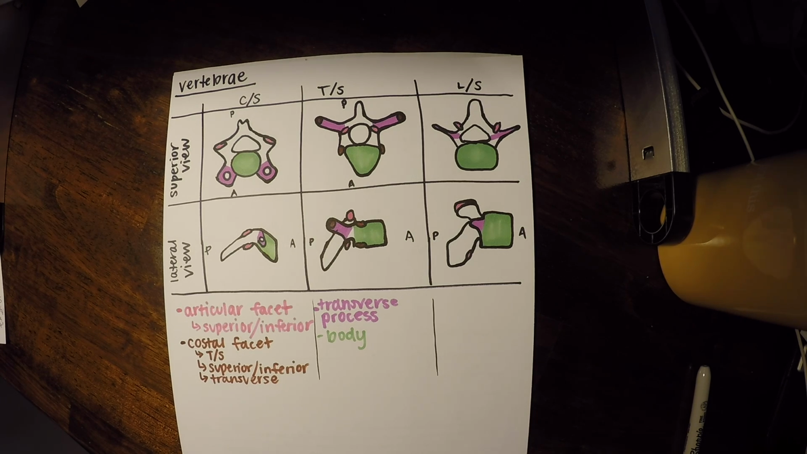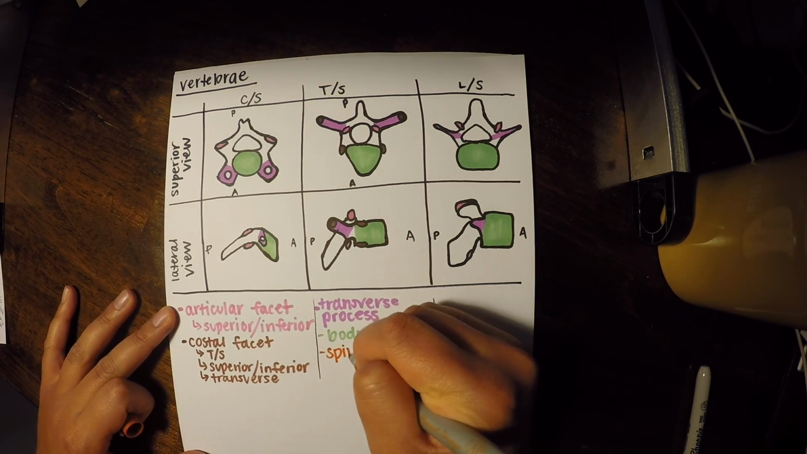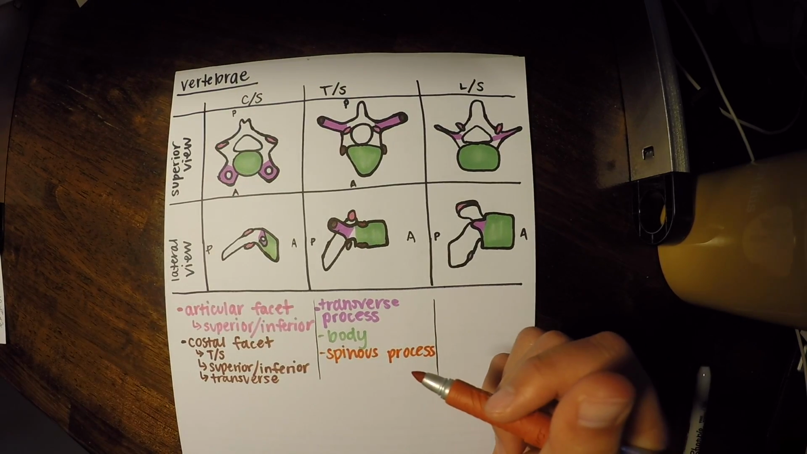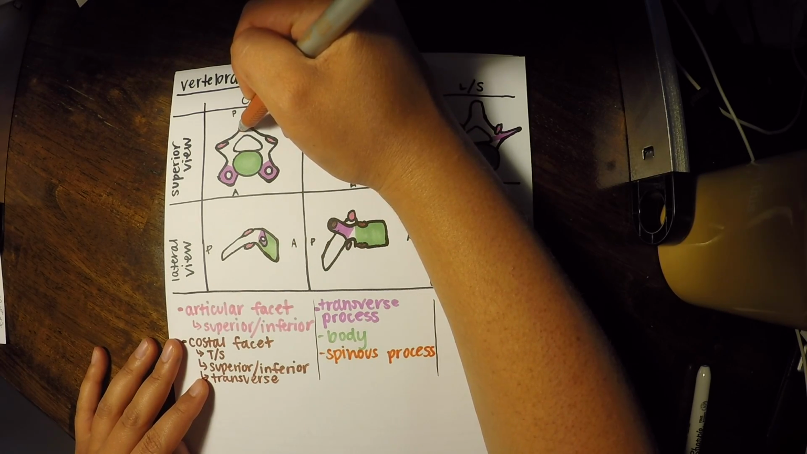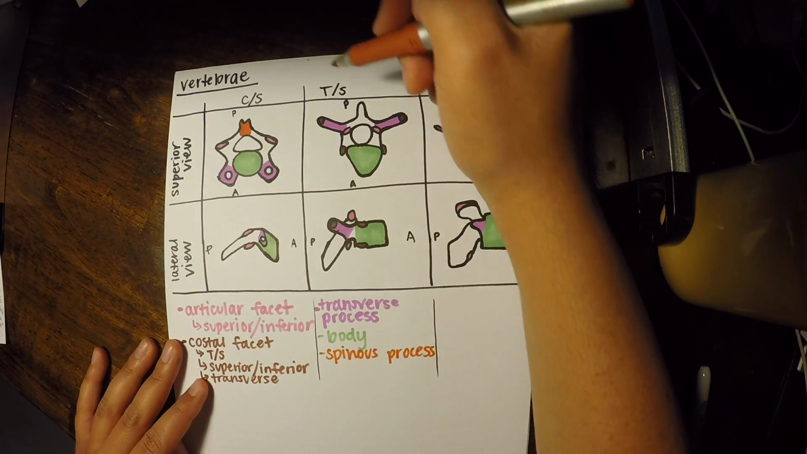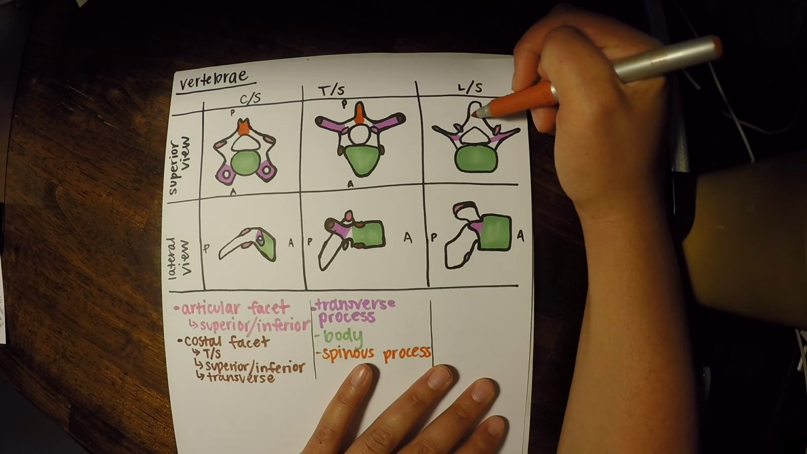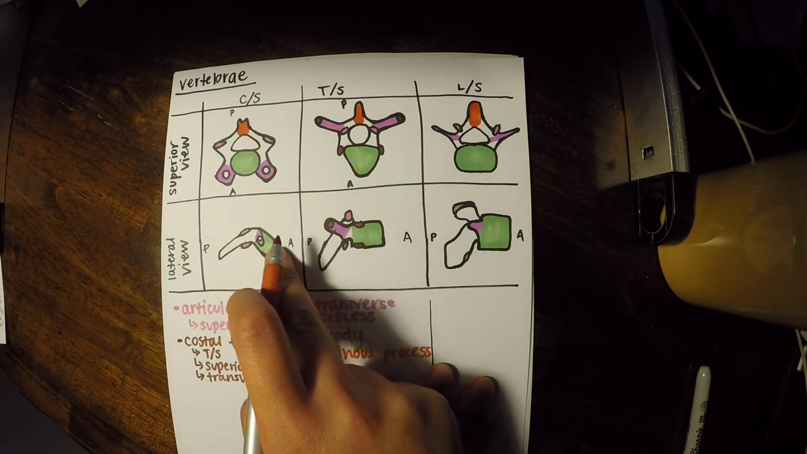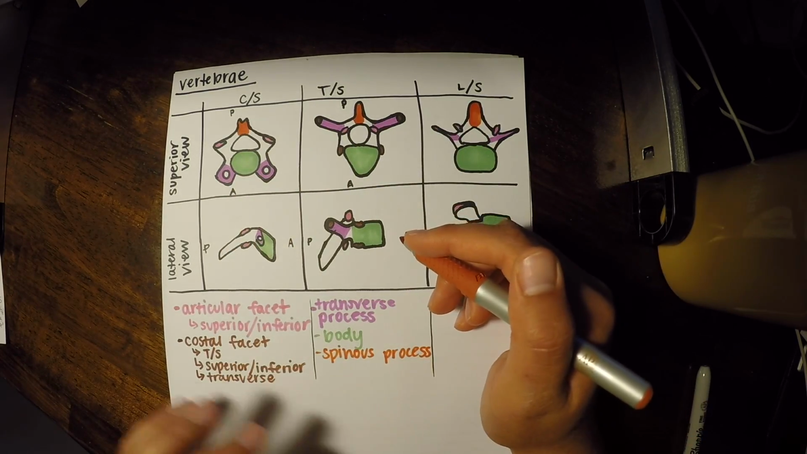Now let's discuss our, actually we already did it. Let's talk about our spinous process. It's going to be this part sticking out posteriorly. As you can see, the bodies change size as we go, and they actually get bigger, and same with the spinous processes.